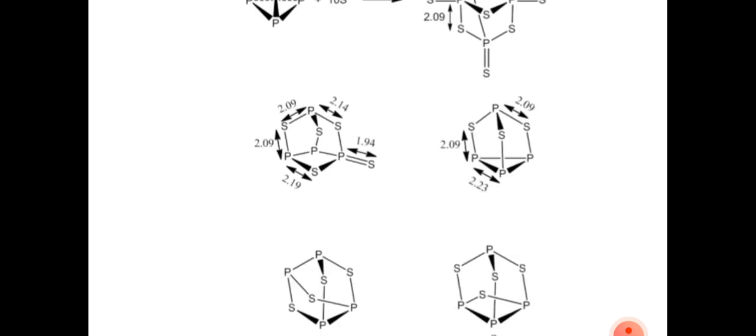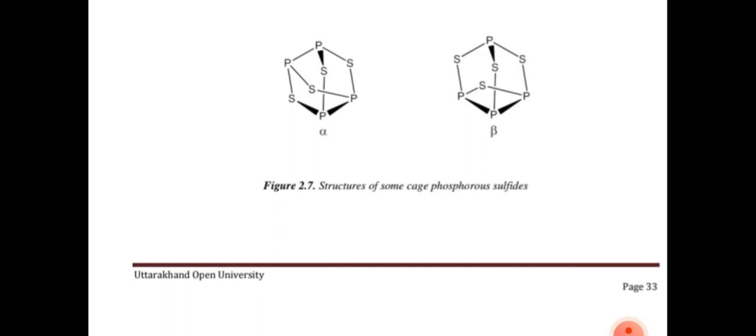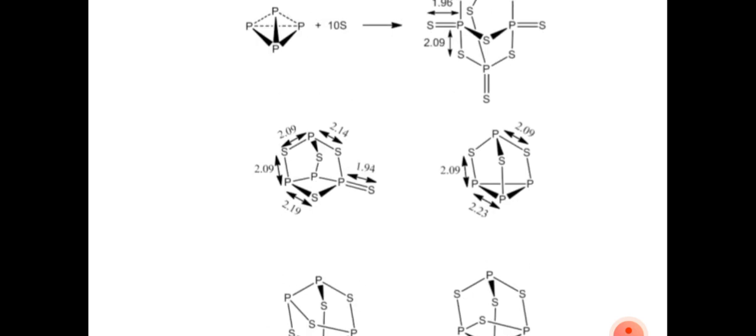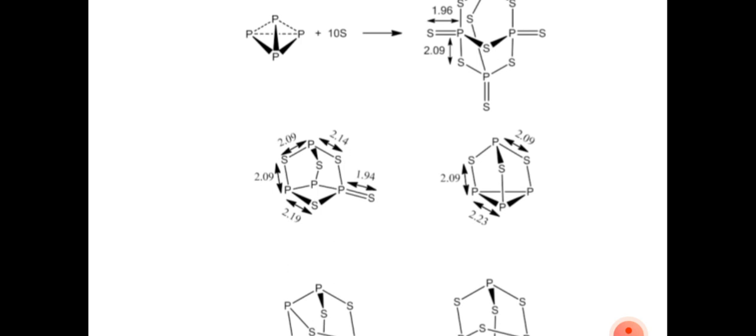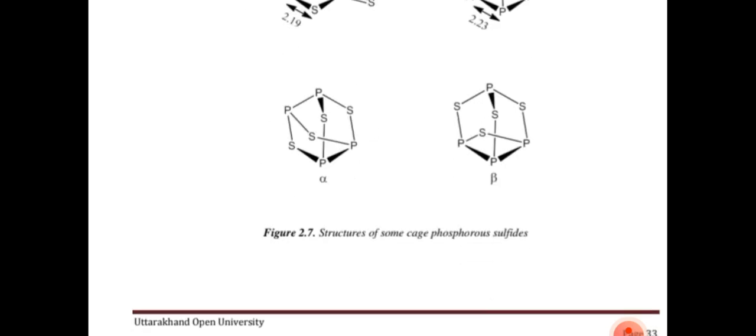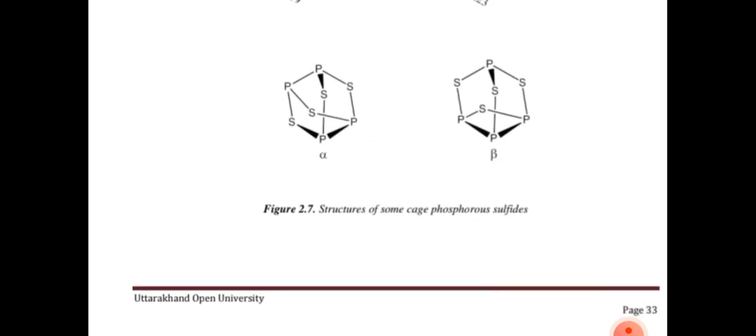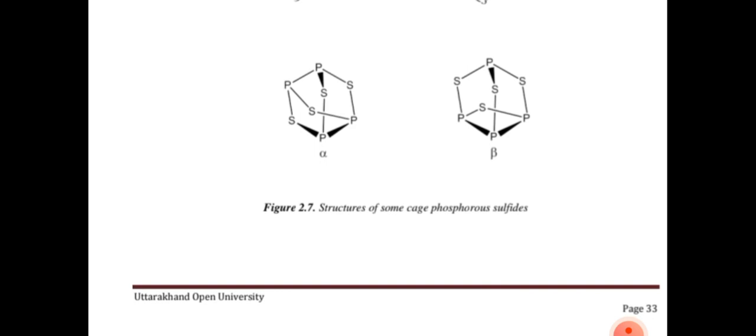P4 reacts with 10 moles of sulfur. We get alpha, beta, polyphosphorus sulfide structures.